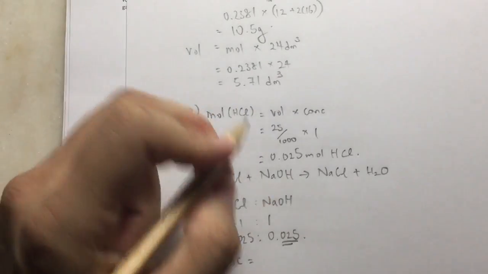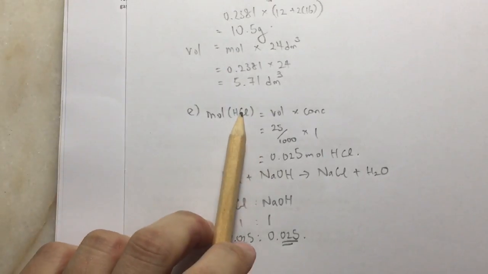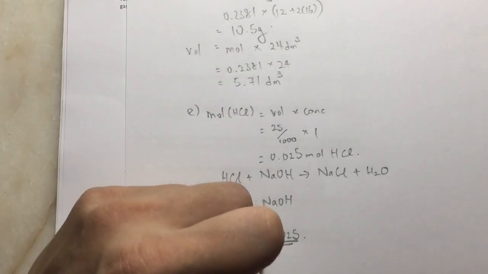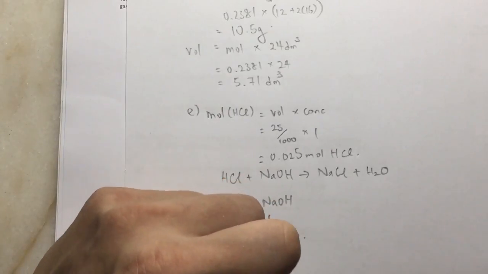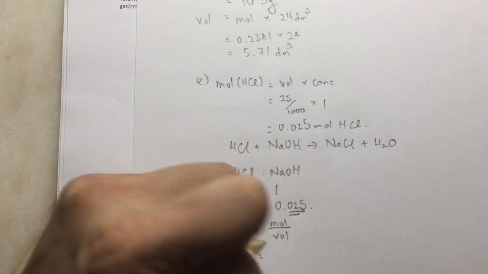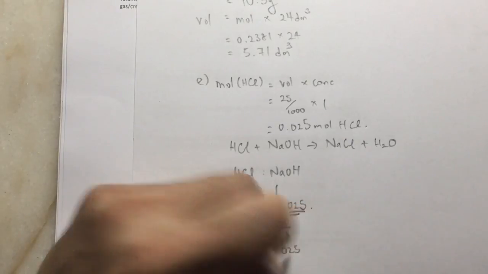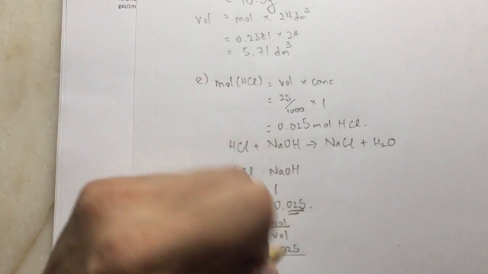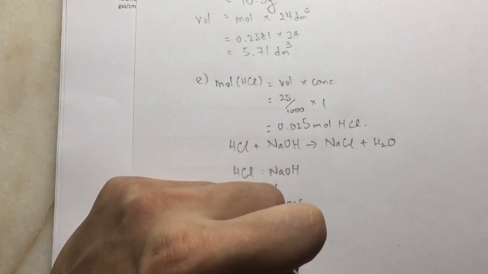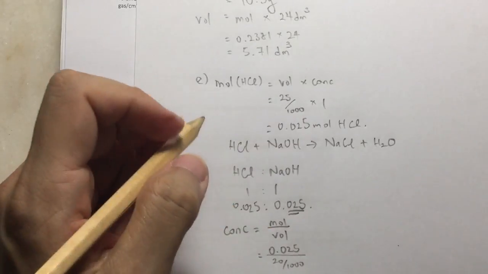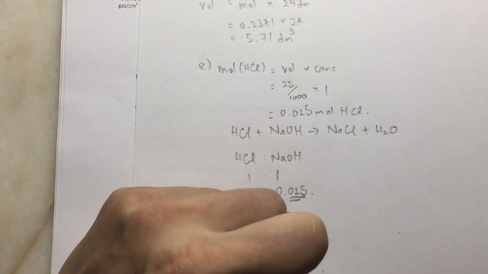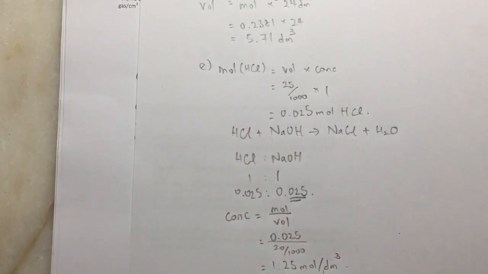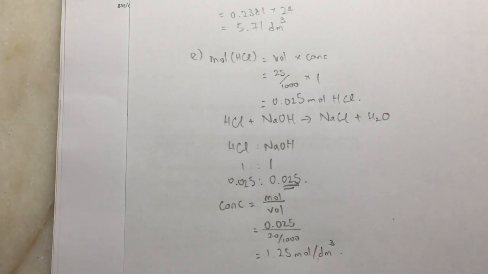Concentration equals, let's take this formula, play around with it, mole divided by volume. So I've got my mole over volume. So I've got 0.025 moles divided by 20 cm³, which is 20 over 1000. I get an answer, 1.25 mole per dm³. Okay, that's mole concept.